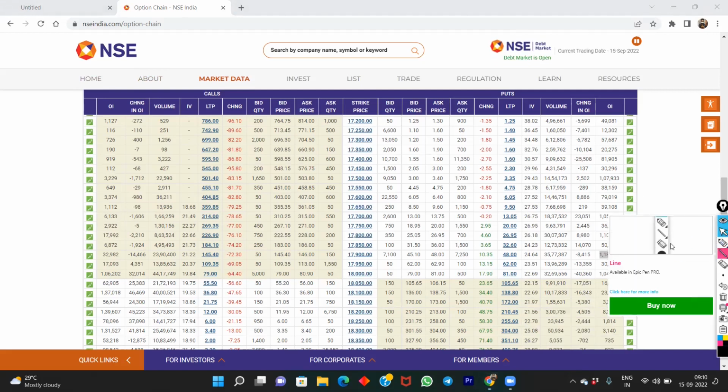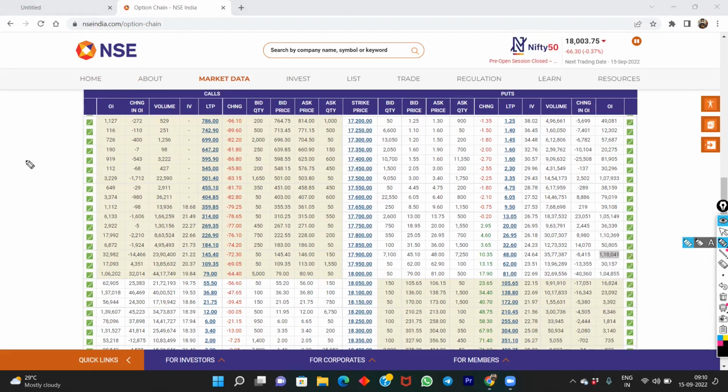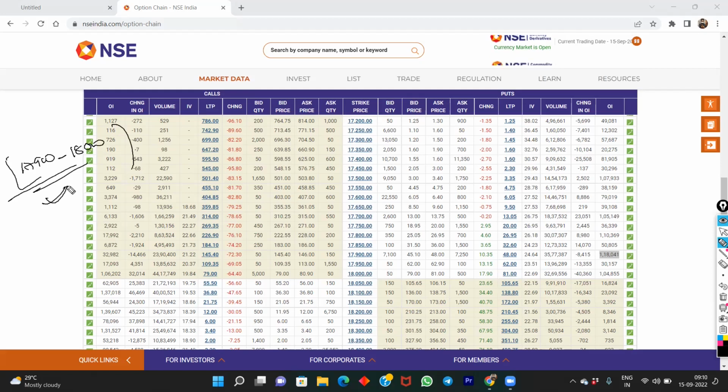Here I write for you. Nifty is going to open above 17,900 and below 18,000. This is the Nifty opening. Nifty is opening near around above 17,900 and 18,000. The time is 9:11 now. I can show you where the Nifty is open, whether our prediction is right or not.